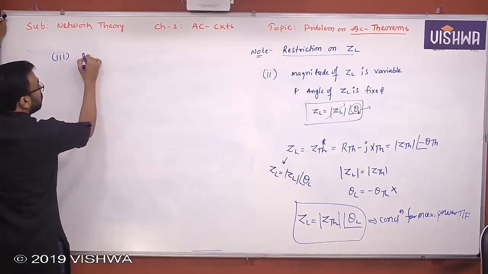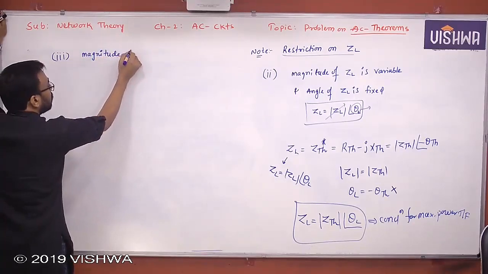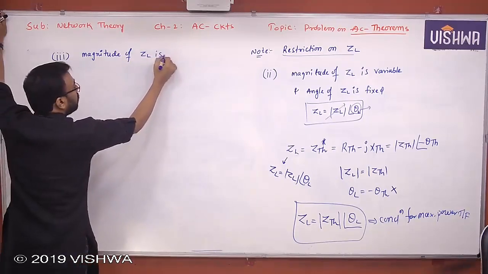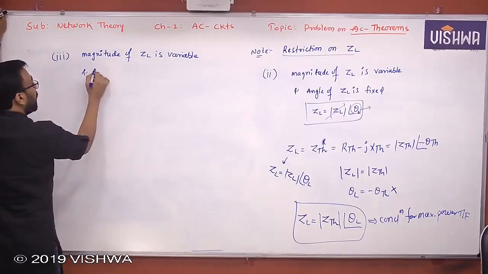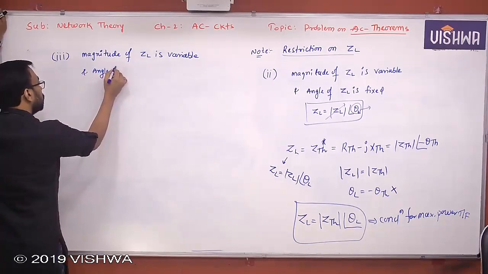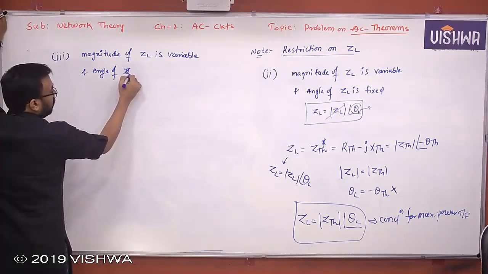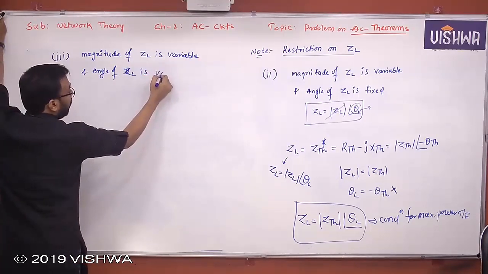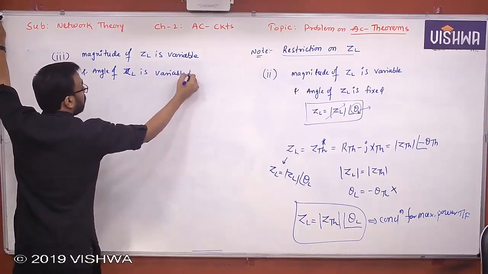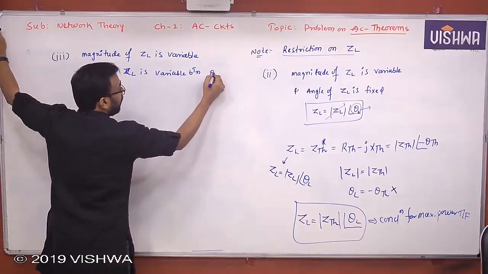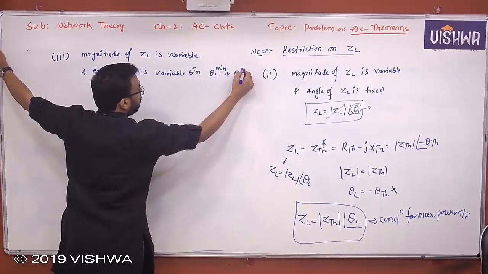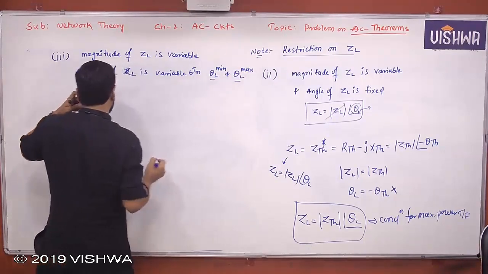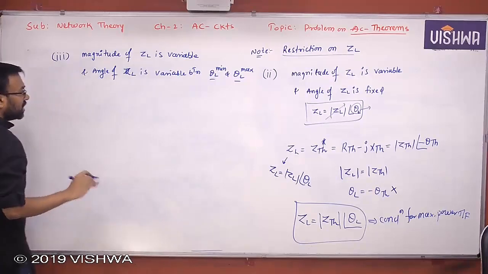Third restriction: the magnitude of ZL is variable, and the angle of ZL is variable between theta L min and theta L max. That means there are certain limits given here. Whenever these limits are given, again the same procedure.